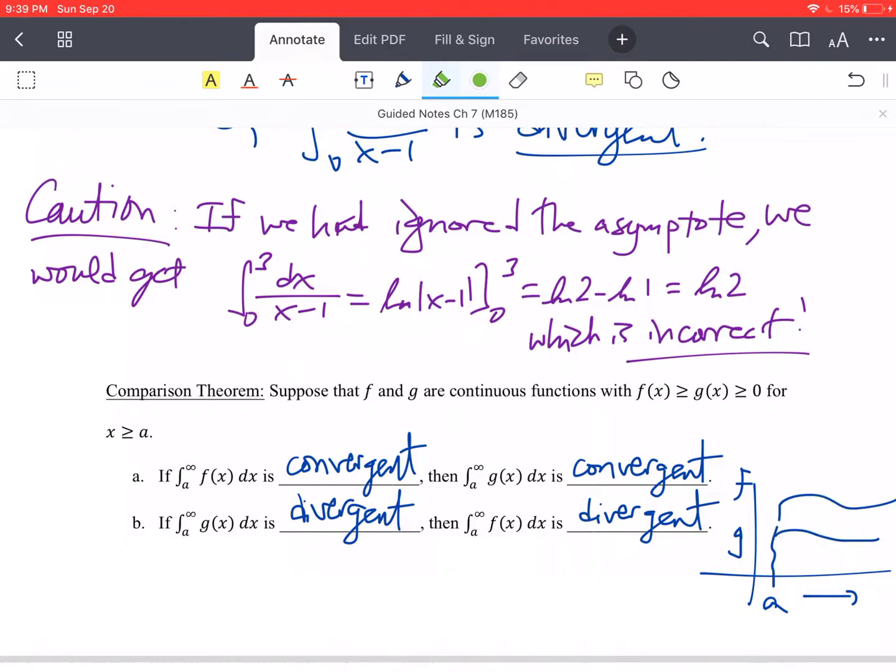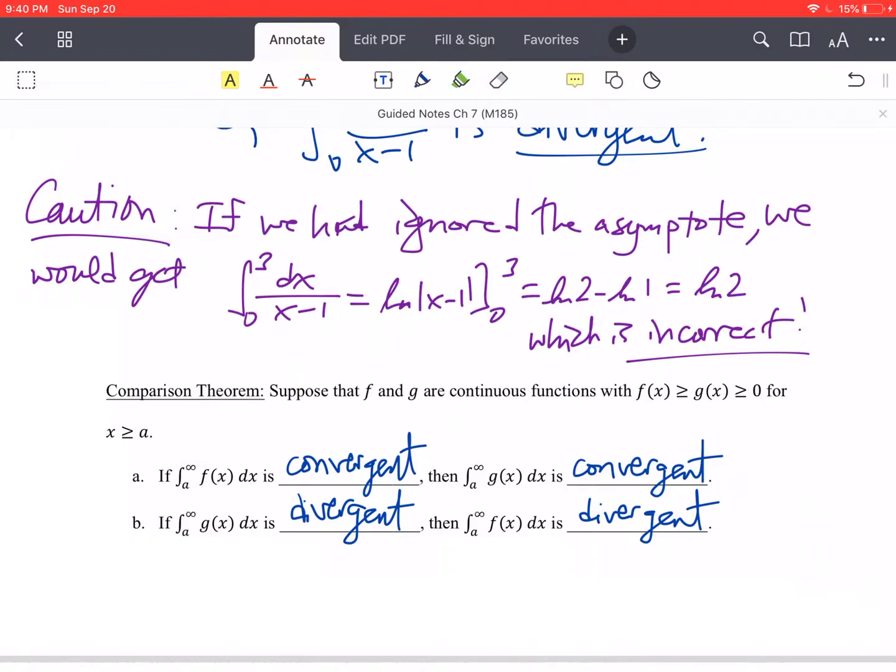And then by kind of the opposite argument, if the smaller one, if this area diverges, if this area is infinitely large, and this function f has more area underneath it, well, anything more than infinitely large is still infinite. So if the smaller one is divergent, the larger one must also be divergent. Okay, so that's the argument that we're making here for these integrals. So let's go ahead and look at an example.